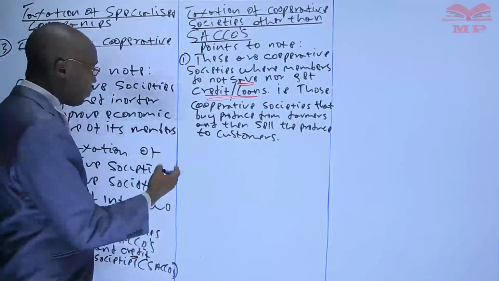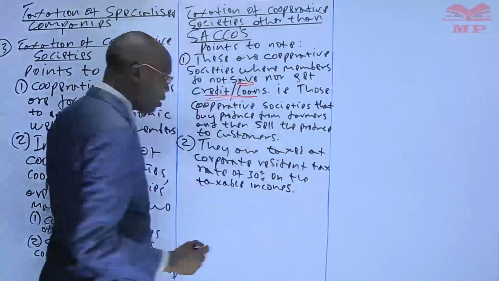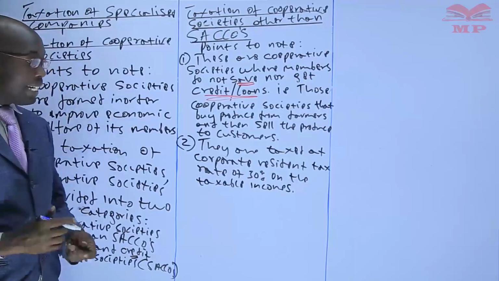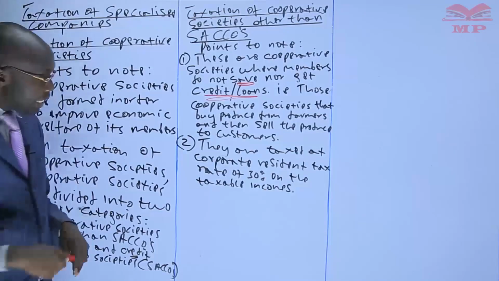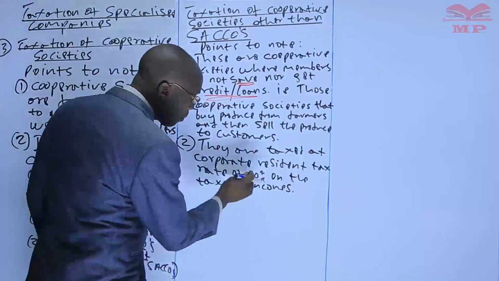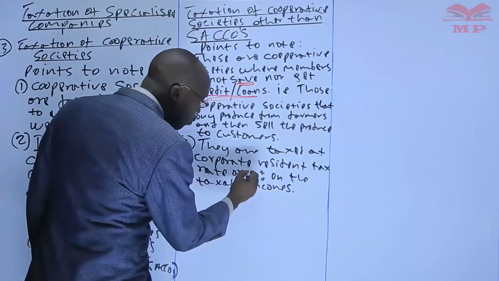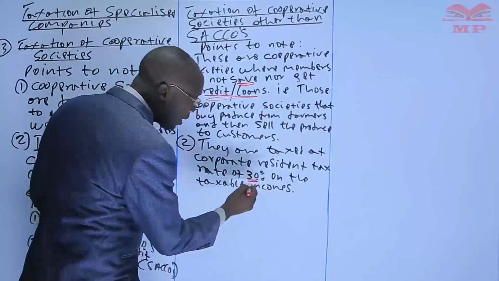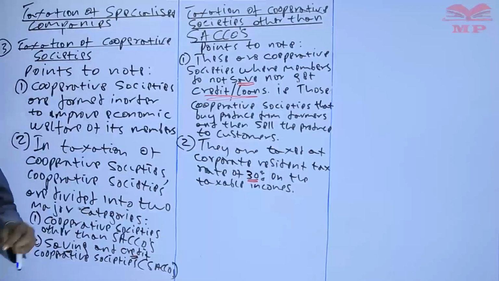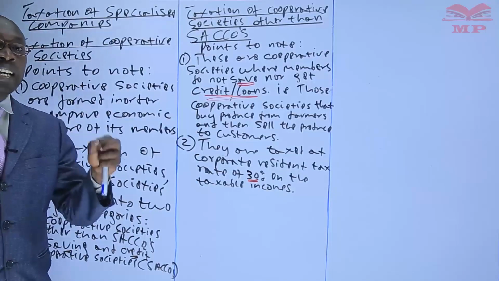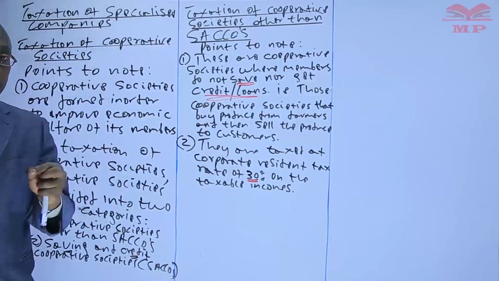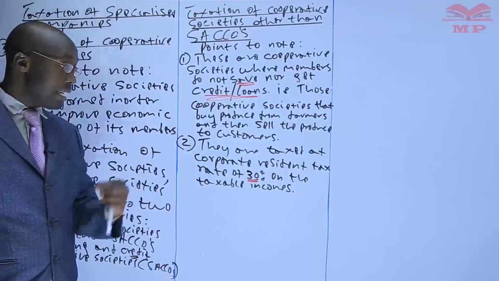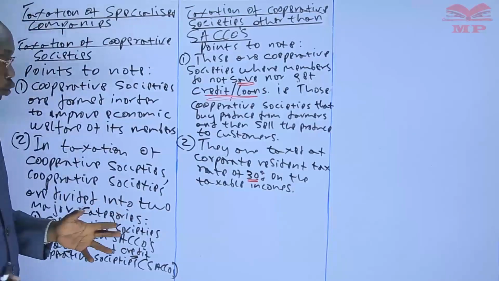So point number two is, how do we tax them? We normally tax them at the corporate tax rate of 30%. That's the reason why we are looking at them under specialized companies. So you get the taxable income, apply the corporation tax rate, that is resident. Here we don't talk of non-resident, only the resident. 30%, you get the tax the cooperative society is supposed to pay.